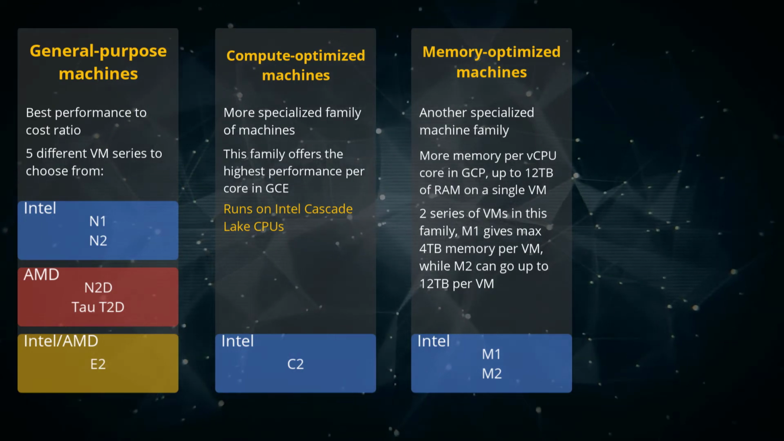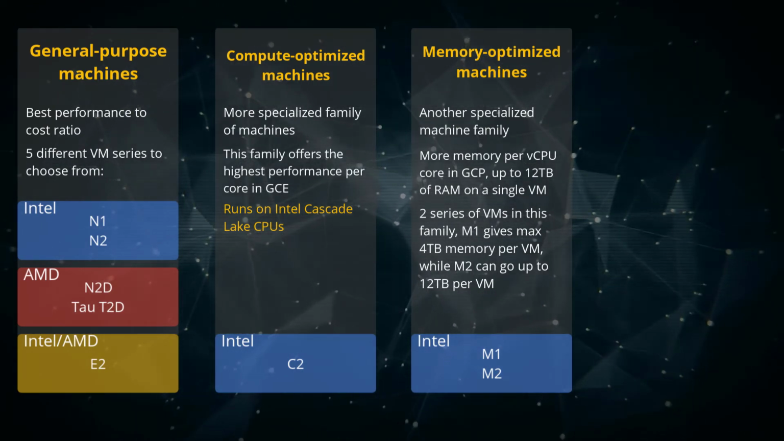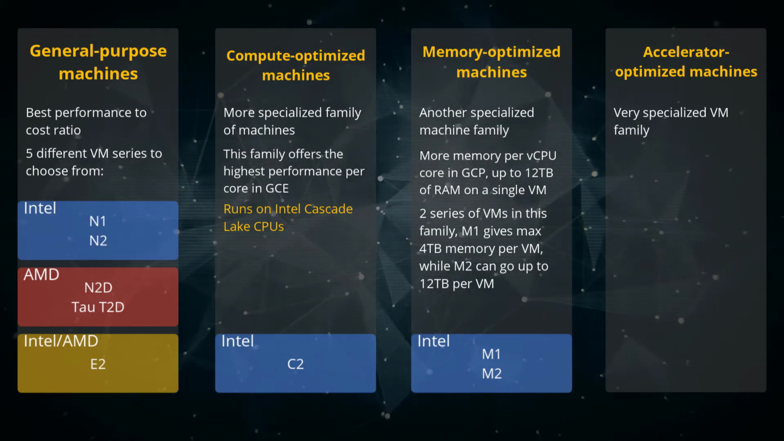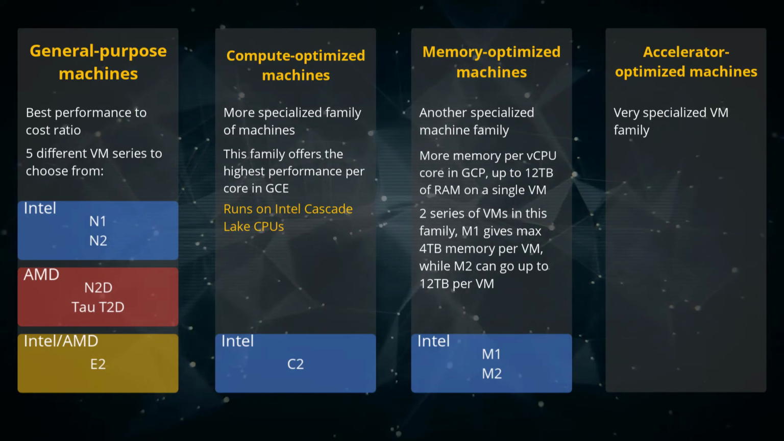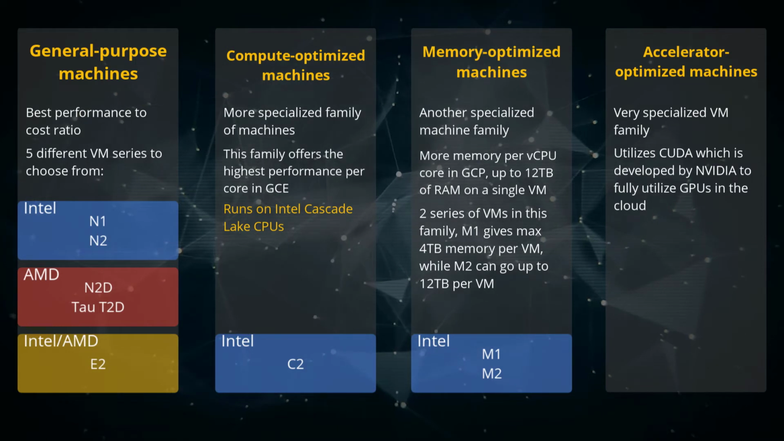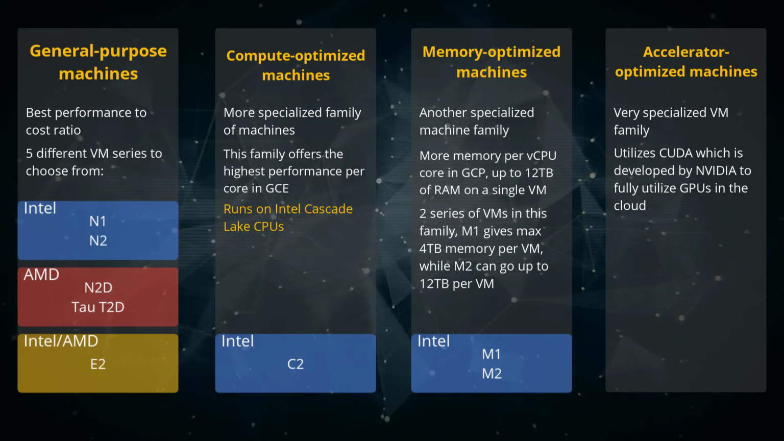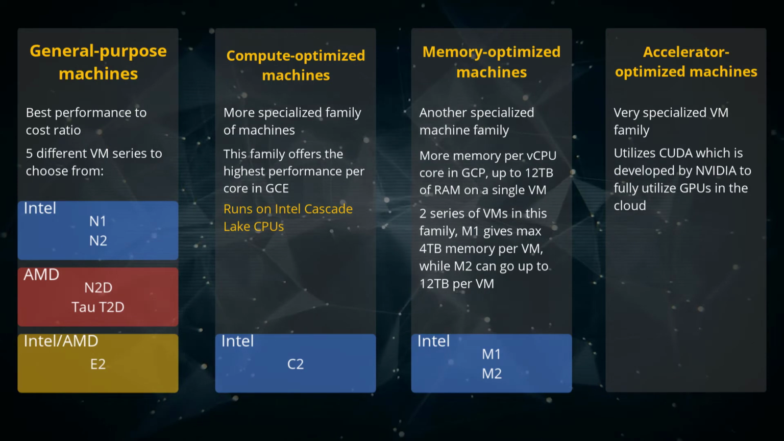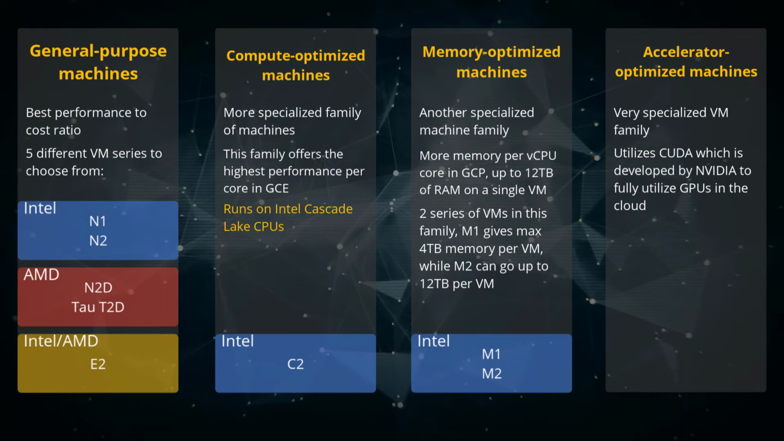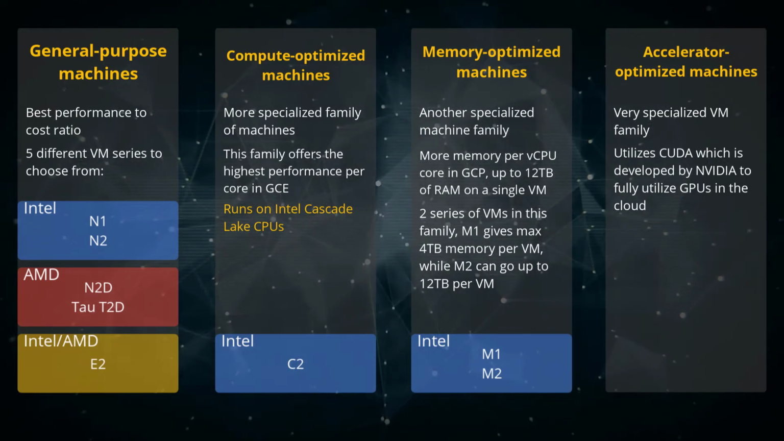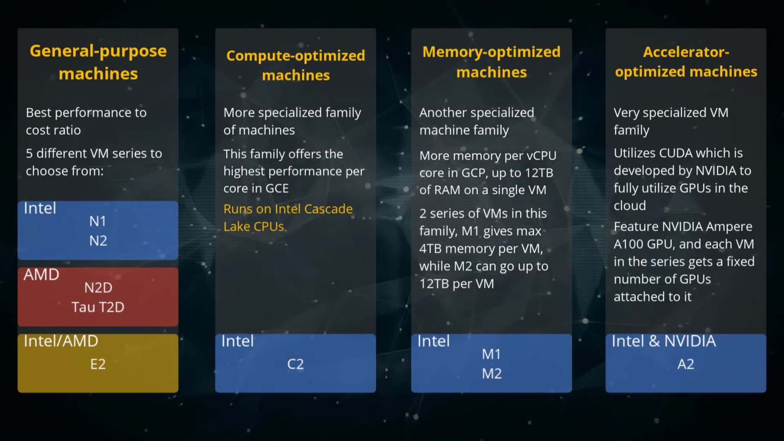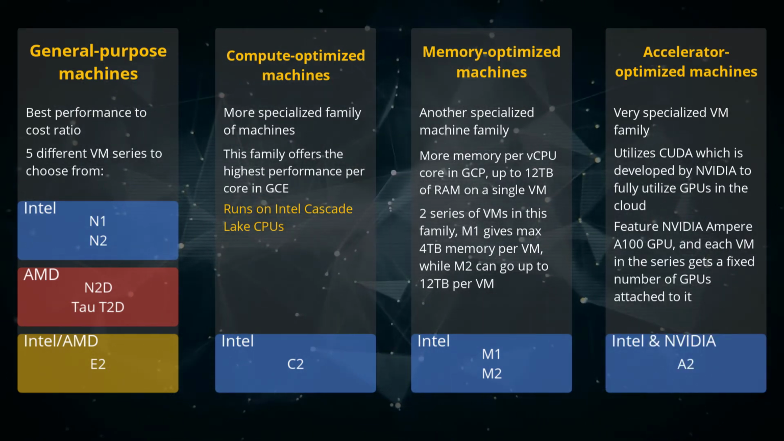Now, the final very specialized machine family is the accelerator-optimized VMs. This machine family utilizes the CUDA platform that is developed by NVIDIA, and it does support VMs with GPUs to do many high computing power tasks such as machine learning, game rendering, and even high performance computing activities as well. These VMs feature NVIDIA's new Ampere A100 GPUs, and basically there is one single series in this family, which is the A2.